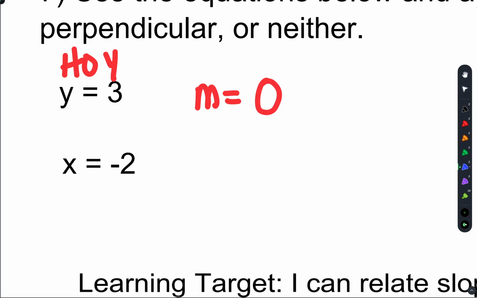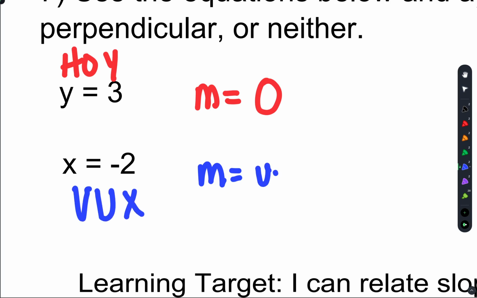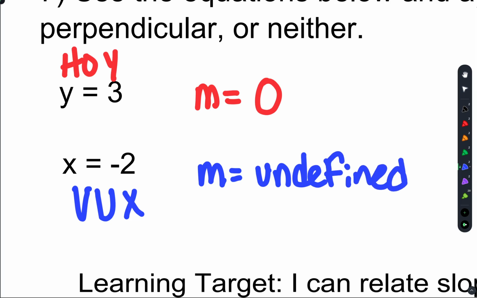So what about this other one? What's the slope of this line? X equals negative 2. That's my other one, yeah. Yeah, undefined, that's my Vux. Undefined slope. Vertical line up and down.